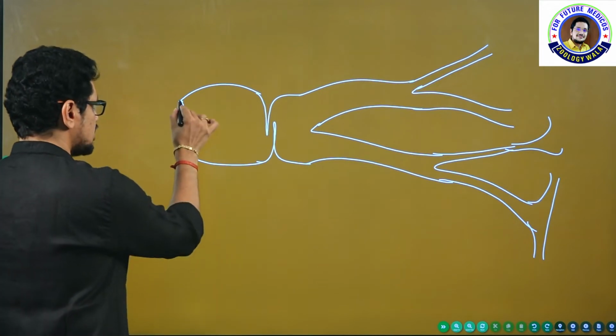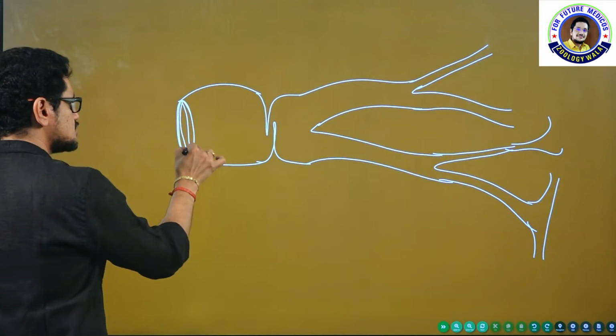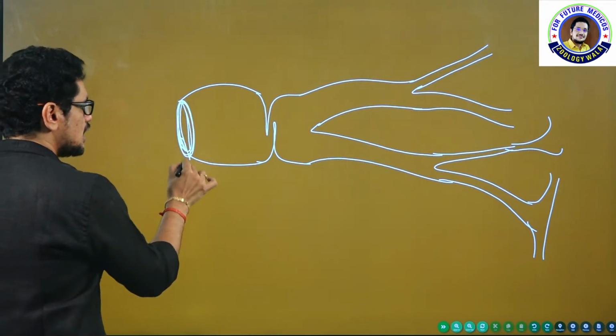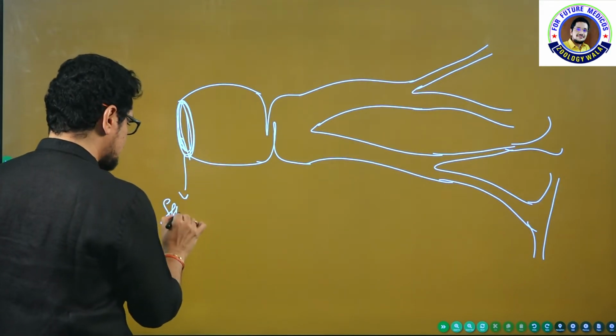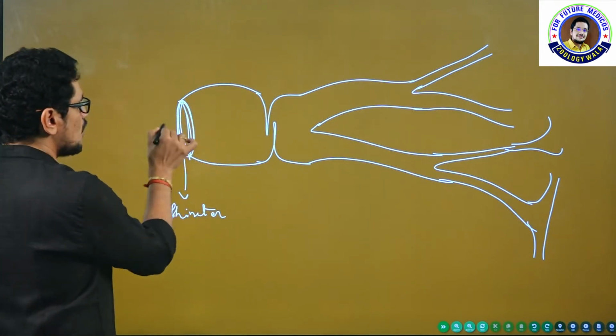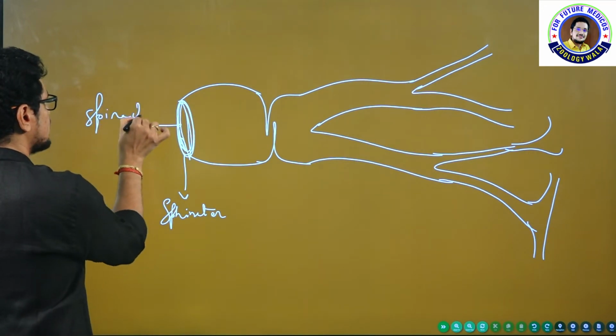So what is this structure? And of course here there is a chitinous ring. The chitinous ring is also present. Of course here a sphincter is also present. Sphincter is nothing but a muscle which surrounds the opening. So this is the sphincter, S-P-H-I-N-C-T-E-R, sphincter. And this is the opening, and this opening is called the spiracle, S-P-I-R-A-C-L-E.